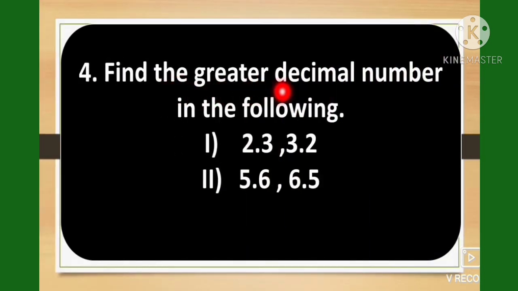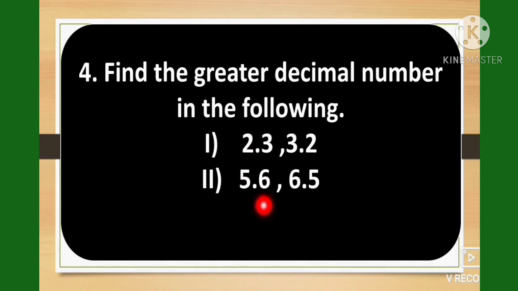Fourth one, find the greater decimal number in the following. So 2.3 and 3.2 are given. Here 2.3 and 3.2 decimal numbers are given, so compare these two numbers. First we have to compare the whole number part. Here in the first decimal number 2 is in the whole part and here 3 is in the whole part. Which is greater? Yes, that is 3. So 3.2 is greater than 2.3.